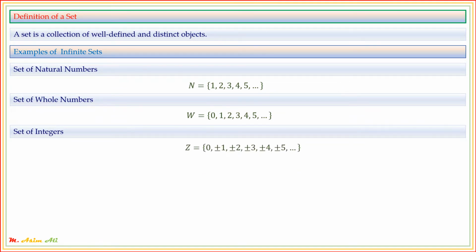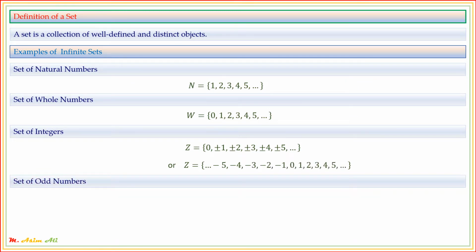So, set of integers contains 0, plus, minus 1, plus, minus 2, and so on. Plus, minus 1 means there is plus 1 and minus 1 both. We can write the set by writing the negative integers first, then 0 and the positive integers. So, we can write the set also like this.